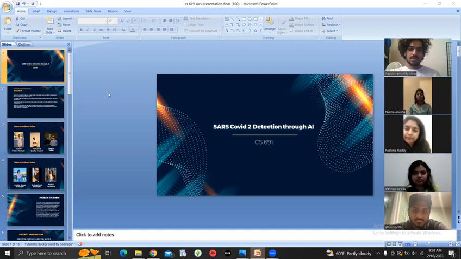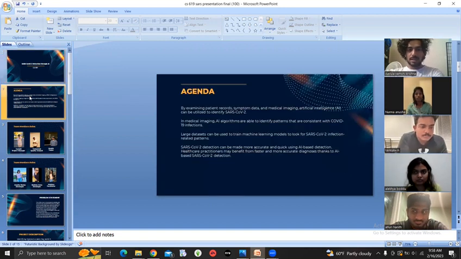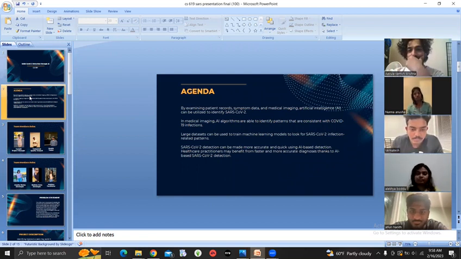Our project is SARS-CoV-2 detection through AI. Agenda. Our agenda is examining the patient records, symptom data, and medical imaging. Artificial intelligence can be utilized to identify SARS-CoV-2.